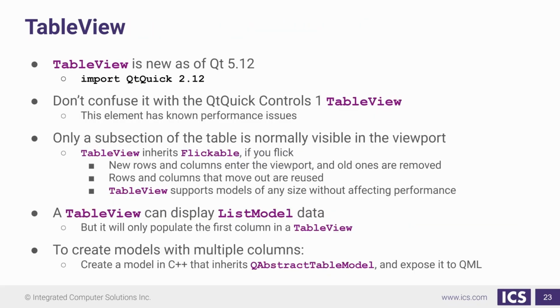Here we're just using a rectangle with a simple color, and it will place them in the appropriate positions for us. Now, the last thing I want to talk about briefly is the table view, which is fairly new to QML as of Qt 5.12. We are not talking about the Qt Quick Controls version 1 table view. Again, this one is known to have issues and should not be used. The table view can display a list model, but if you do that, you're only going to populate the first column. And generally, in order to use the table view, you're going to be creating your own model using the QAbstractTableModel and then exposing that to QML.